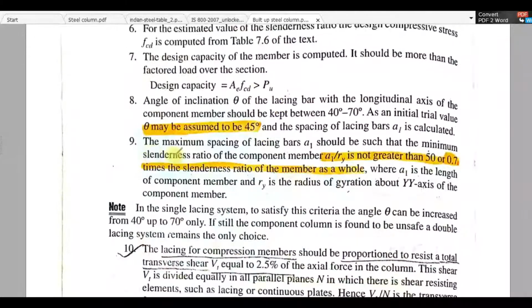So you can check this condition, point number 9. If it fails you should change the angle of the lacing bar. So you have to change this angle to 45 degree. You can also change the spacing, or increase the spacing, because the spacing is the minimum spacing, so you have to modify that. Generally it will be satisfied if you take a 45-degree angle.